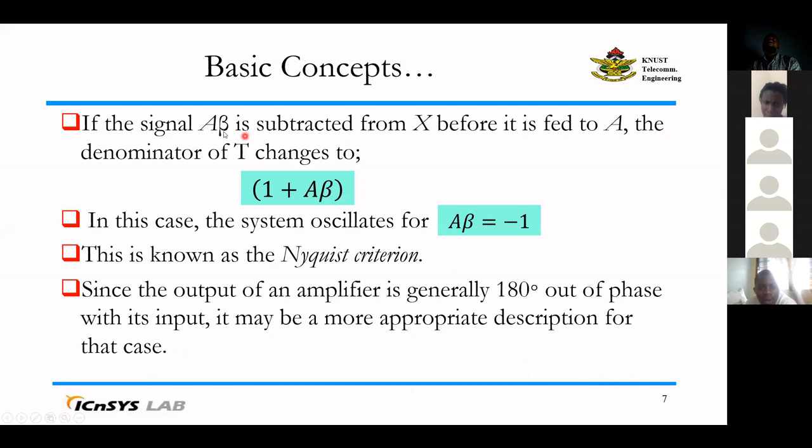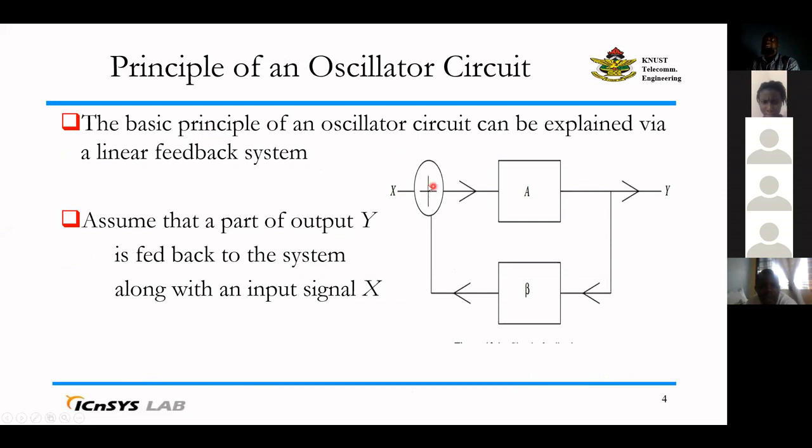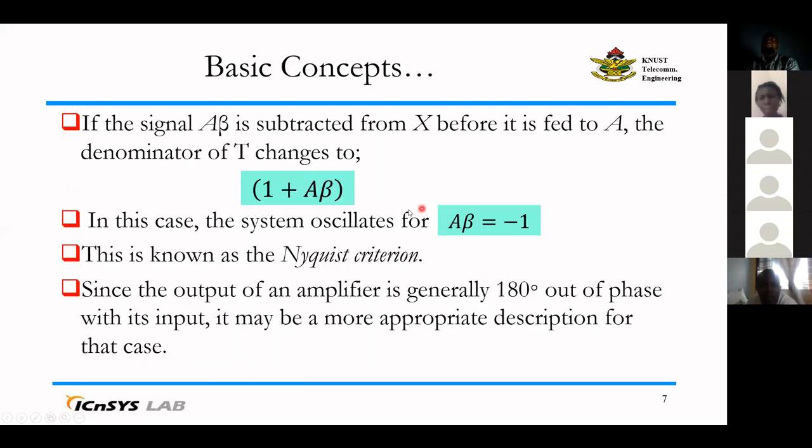Alternatively, if AB was subtracted from X, what that means is that the feedback here, if this plus here were minus, then the new equation would have been what? The denominator would now be 1 plus A beta instead of 1 minus A beta. And the new criterion will be A beta equals what? Minus 1. When this is the new criterion, we call that criterion the Nyquist criterion. And we're not talking about the Nyquist sampling rate. This is the Nyquist criterion. And this is so because the output of the amplifier is always 180 degrees out of phase. And 180 degrees is the same thing as what? Minus one. And therefore, for this to be equal to zero, this has to be equal to what? Minus one.